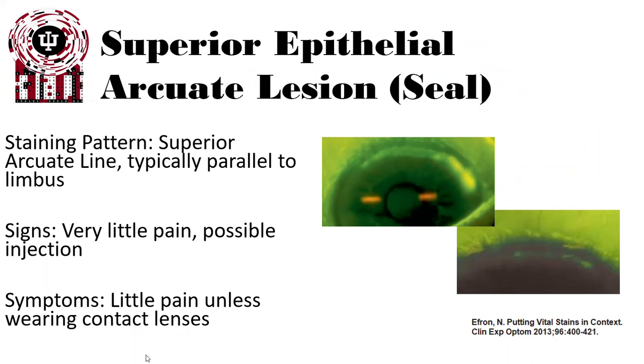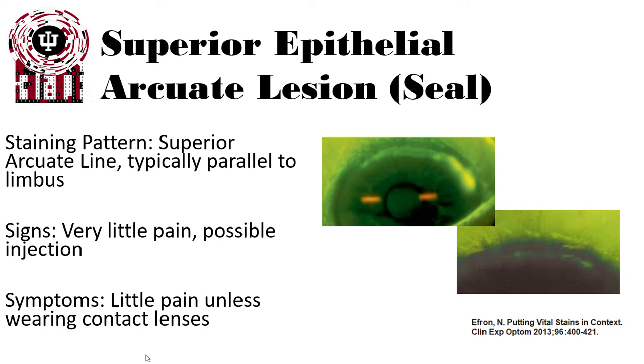Another very distinct type of lesion is a superior epithelial arcuate lesion, also known as a SEAL. These staining patterns look like superior arcuate lines, typically parallel to the limbus. 2 examples are on the right. Signs include very little pain and possible injection.